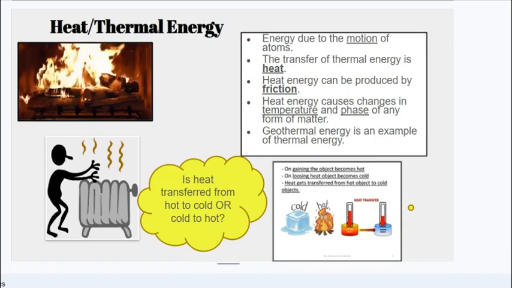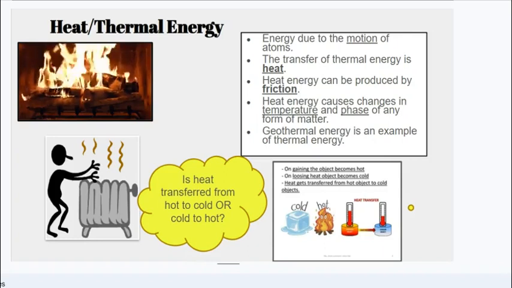Heat is also known as thermal energy. Thermal energy is the energy due to the motion or collision of atoms. The transfer of thermal energy is called heat. Heat energy can be produced by a force that we have already talked about called friction. Remember, friction opposes motion. Just like in a running car, we use motor oil to fight friction.